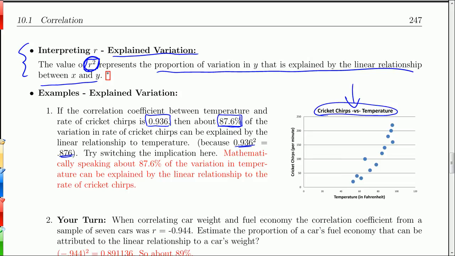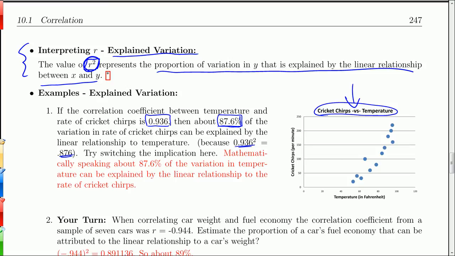So what does that mean? Does that mean that the temperature caused the cricket chirps to change? It certainly stands to reason that that is the case, but that's not really what we're saying. We're not really saying 87.6% of the change in cricket chirps is caused by the change in temperature. We're just saying that the proportion of variation in one can be explained by the linear relationship that exists between the two variables. So it's a strict mathematical statement, but it's often used to imply cause and effect. And if it's not used to imply cause and effect, plenty of people infer cause and effect just purely from the way it is stated.